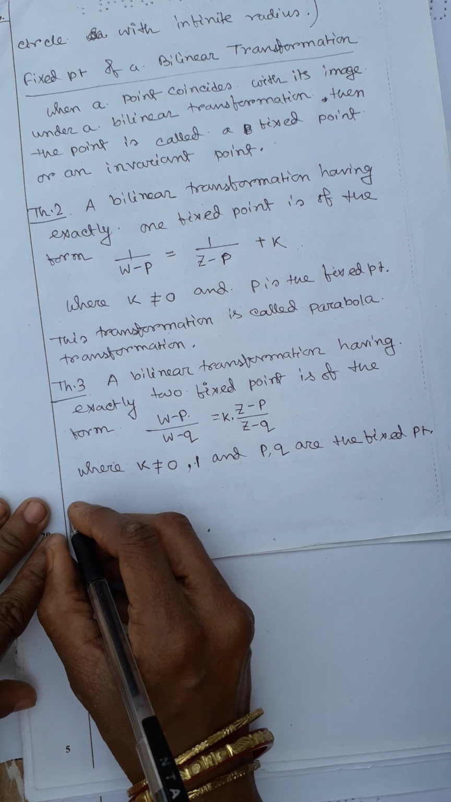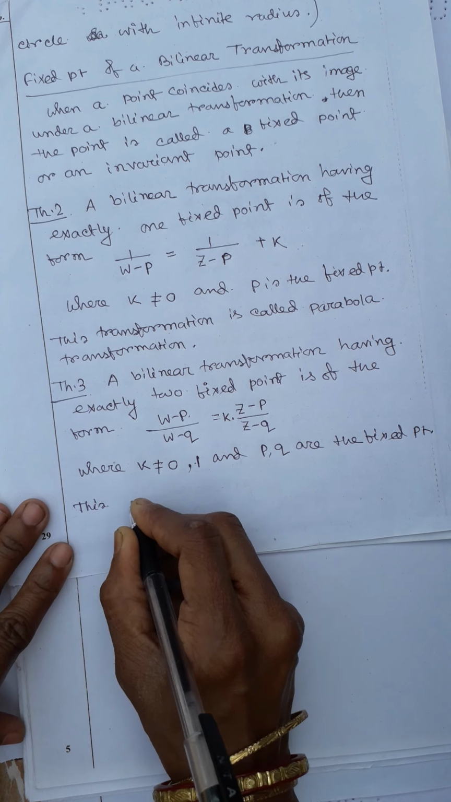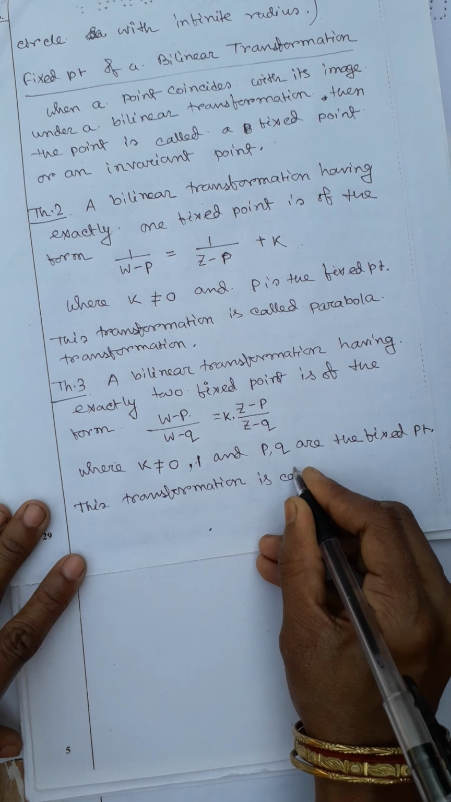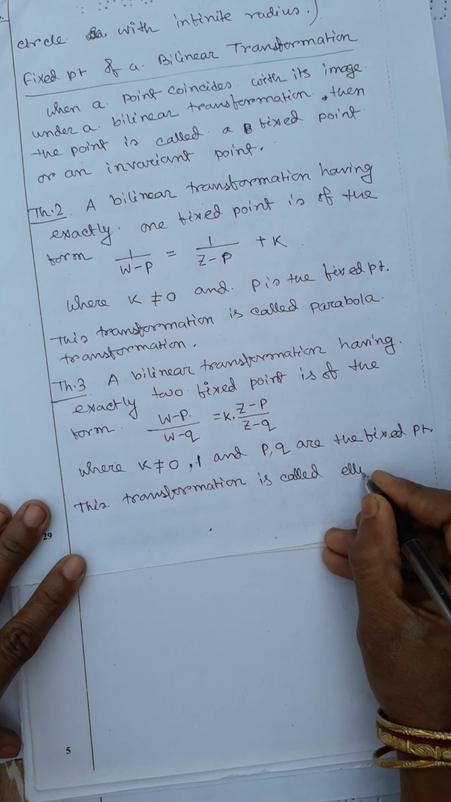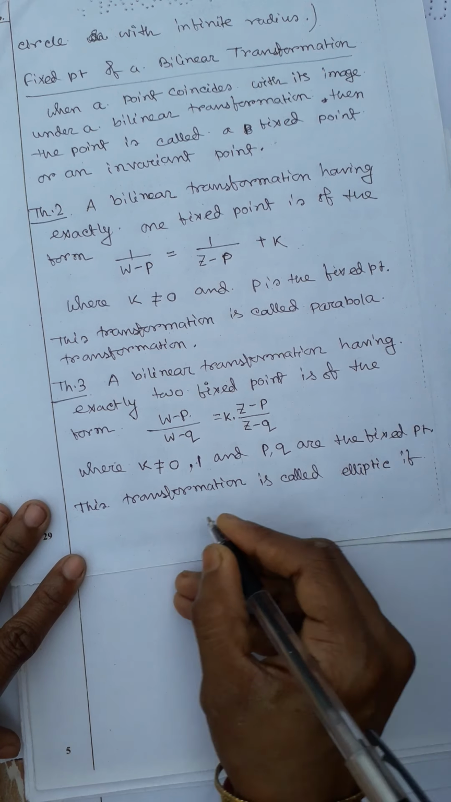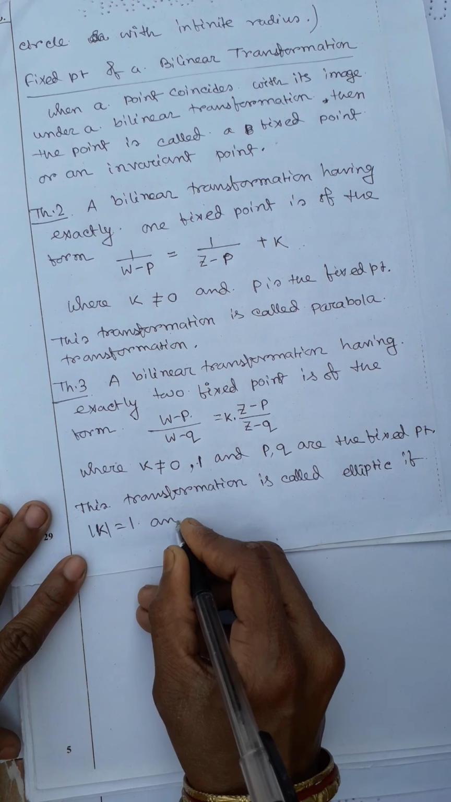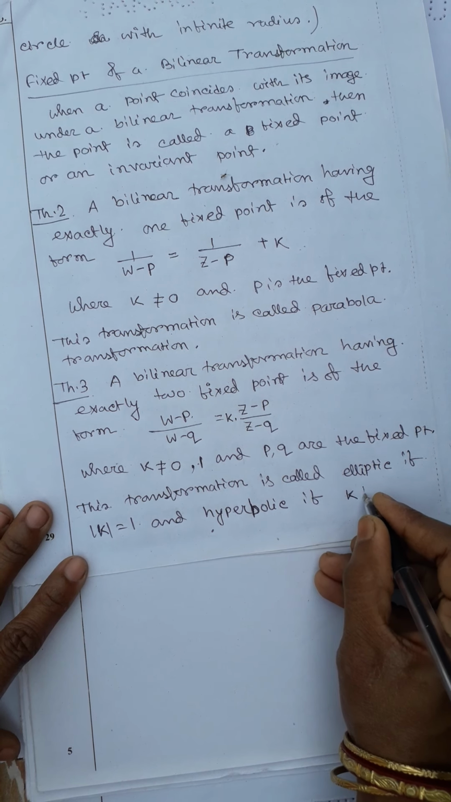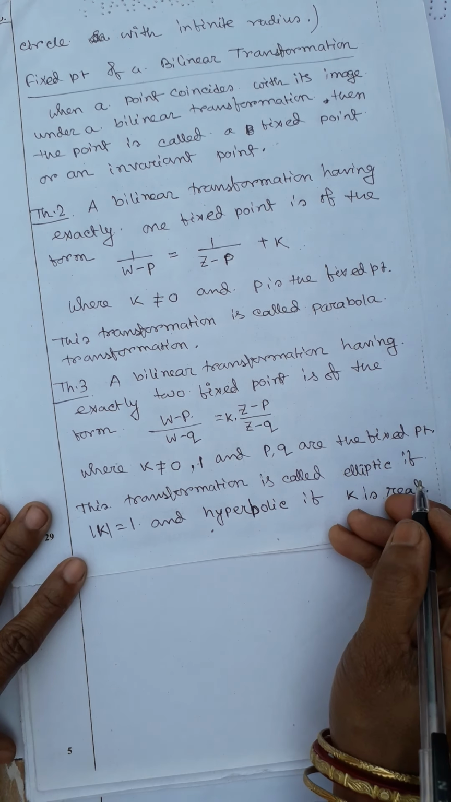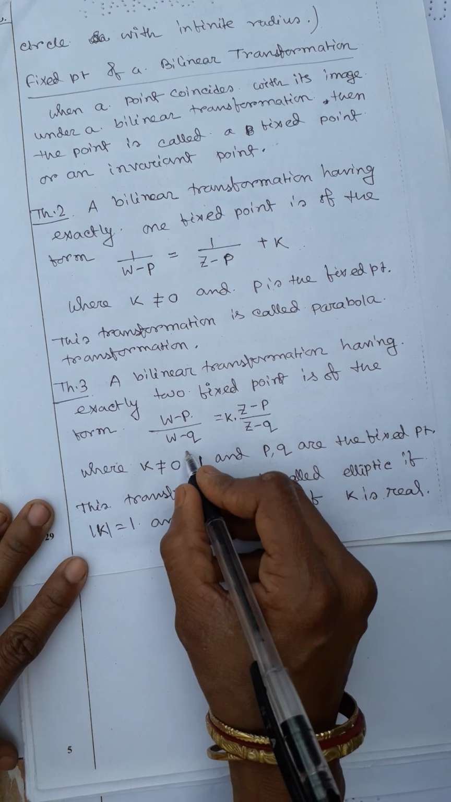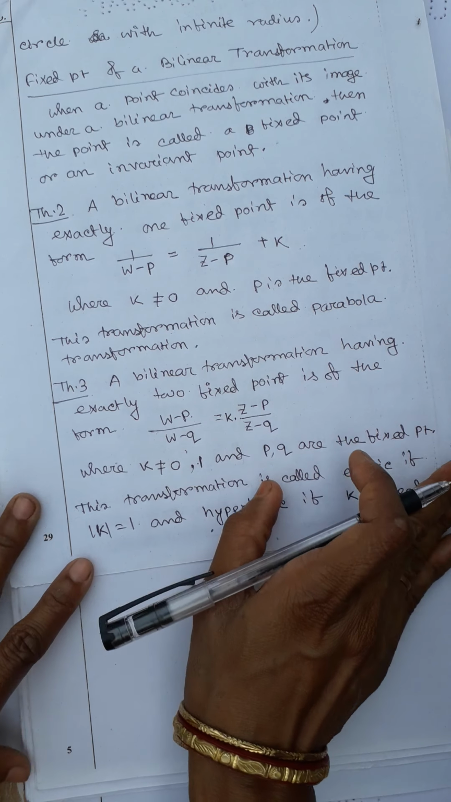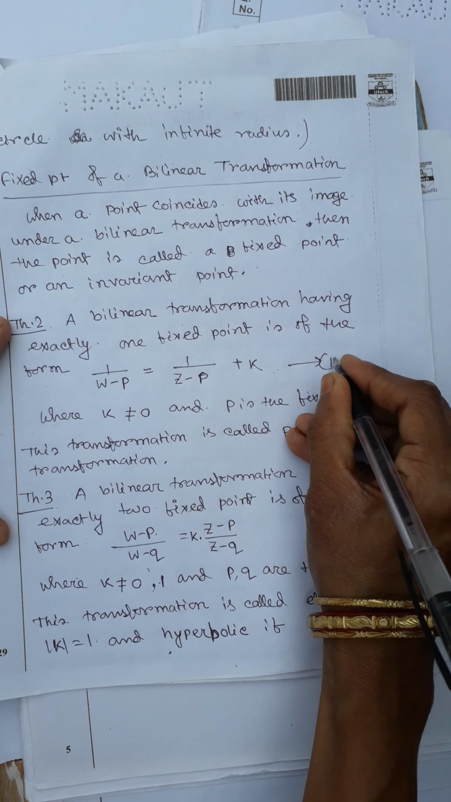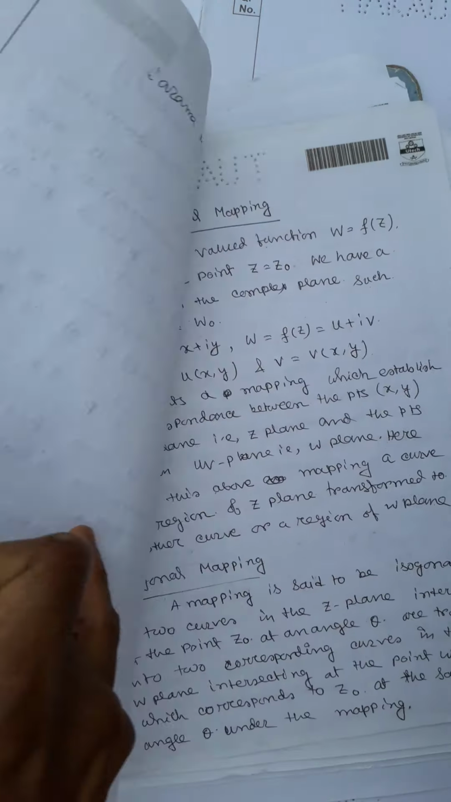Now here, this transformation is called elliptic if mod of k is equal to 1 and hyperbolic if k is real. So when mod of k is equal to 1, this transformation is elliptic, and when k is real, this transformation is hyperbolic. This is equation 1 and this is equation 2.